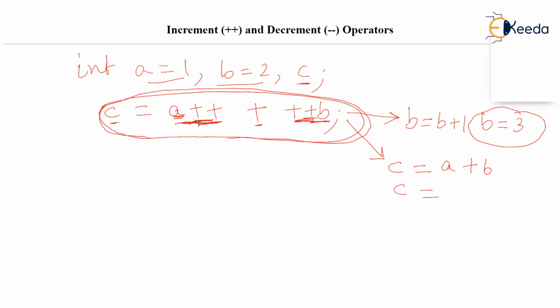So A is 1 plus, and B has already become 3. So you should use the latest value as it is a variable. You should use the latest value. So C is ultimately 4. Anything remaining? Yes, of course. There is one more thing pending here.